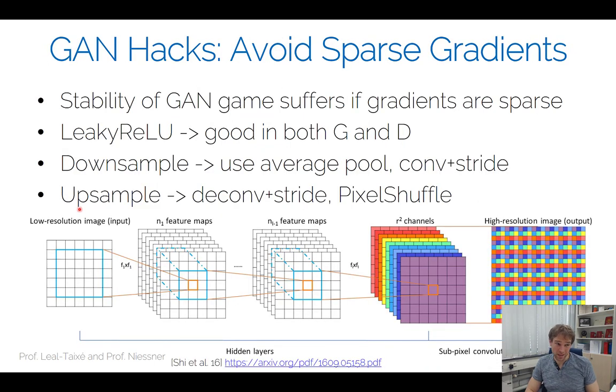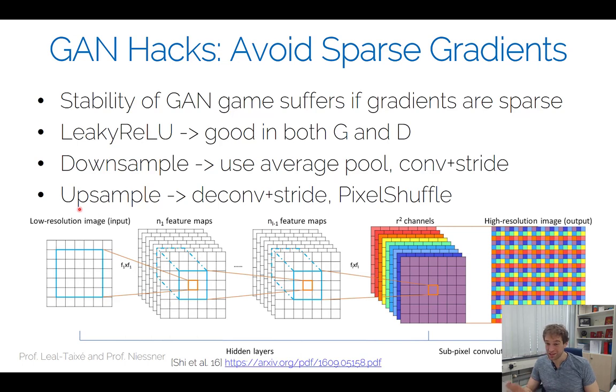Another thing is sparse gradients. Stability of the GAN game suffers from sparse gradients. That makes sense. That's the same thing for every other neural network: if you have no good gradients, you're kind of screwed. Leaky ReLUs are a thing that people often use for both generators and discriminators. I've also seen parametric ReLUs, actually. Leaky ReLUs seem to be a good compromise of what people use.